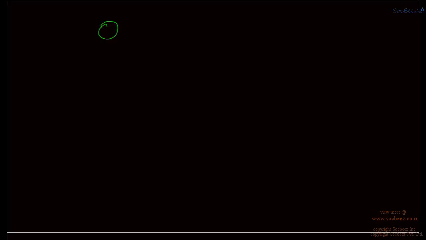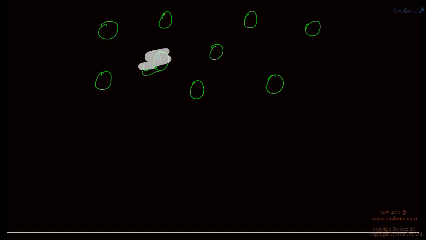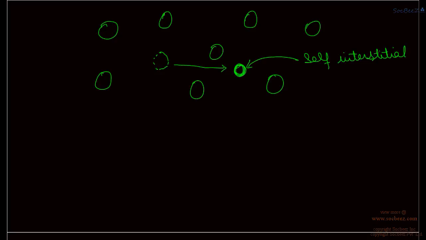So, to summarize all these defects, let's draw a diagram. Suppose these are the atoms of a particular solid arranged in this fashion. Now, if this atom from here goes missing and occupies some other place, suppose this place, then this is known as self-interstitial.